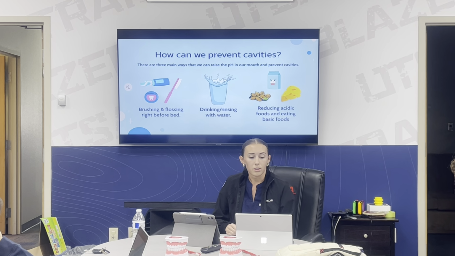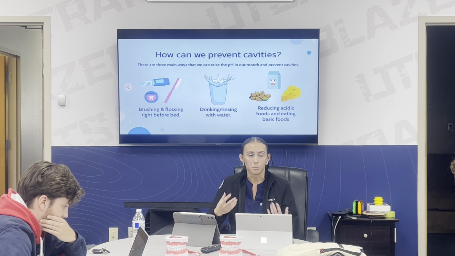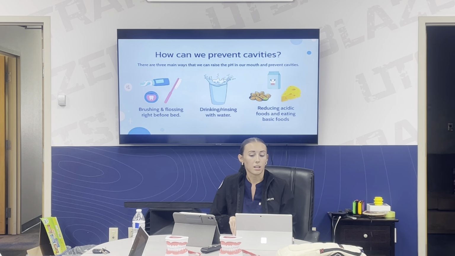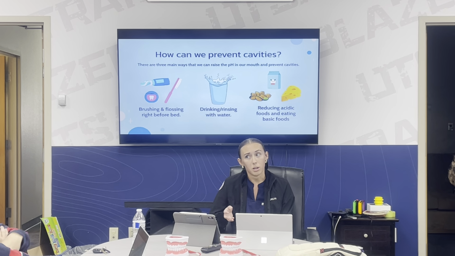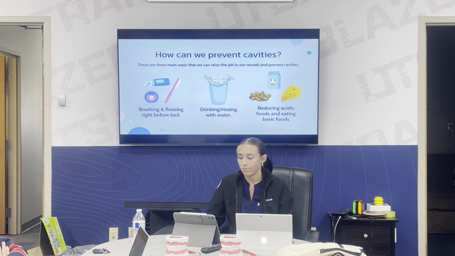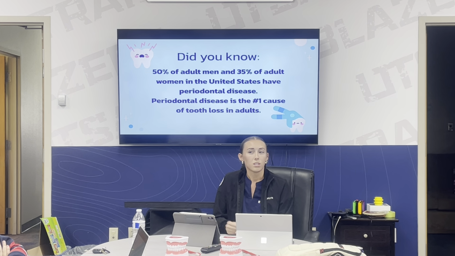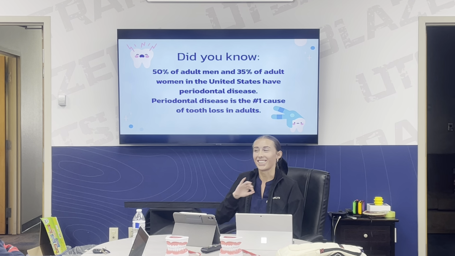And then, like I said earlier, drinking and rinsing with water helps the saliva out, helps to raise our pH. You can also reduce your acidic foods and eat more basic foods, like milk and cheese and nuts. It's also better to eat all of your sugary stuff at once, versus eating it throughout the day.